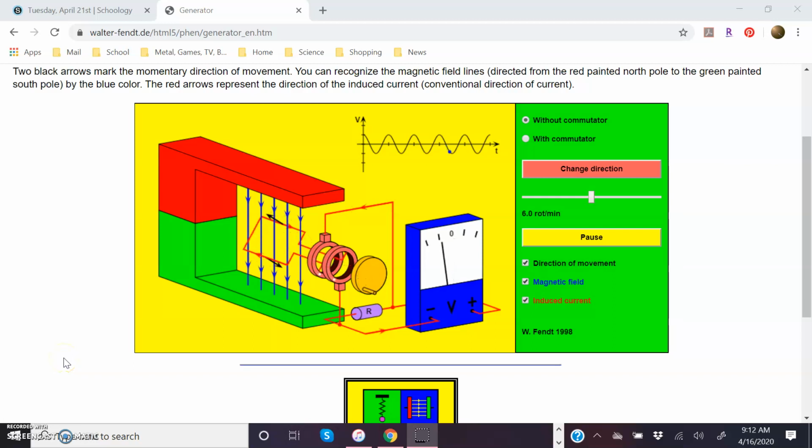Okay, everyone, this little applet here shows the operation of a generator. So the key portions of the generator are as follows. First of all, right here is a permanent magnet, and then here in blue are the magnetic field lines. And then this right here is the hand crank of the generator that I use, for example, in my demonstration.